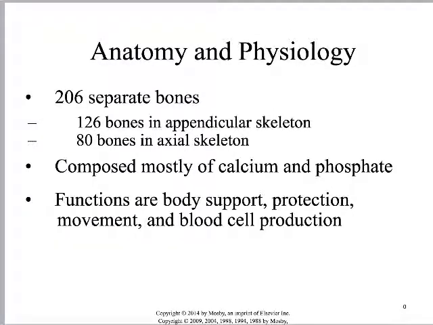So for the A and P of this stuff, what we're talking about is 206 separate bones. 126 of those are in what we call the appendicular skeleton. That's things like the appendices, like the arms, the legs, and then the section basically from the skull to the tailbone we will call the axial skeleton. There's roughly 80 bones that make up the axial skeleton. There can be variations within those, right, like additional vertebra, additional phalanges, things like that. These are composed mostly of calcium and phosphate.